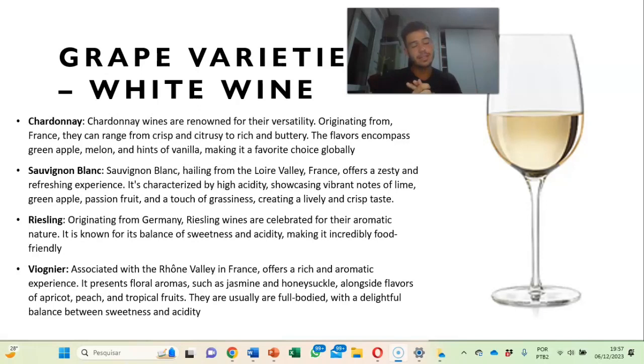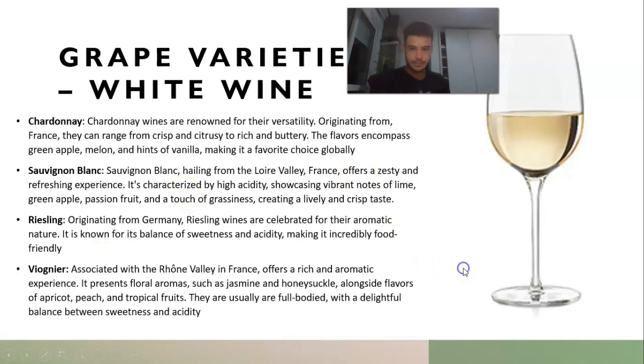Sauvignon Blanc, it's the Casillero del Diablo. We just talked about it actually. It's a Sauvignon Blanc. And it's great, as I already gave you guys a little bit of the experience. Riesling, its origin is Germany, and I wanted to put here a wine grape that comes from a different area besides the ones that we talked about. It's known for its sweetness and acidity, making it incredibly food friendly. So guys that have a girlfriend, this is a very good choice if you want to impress and put on a good dinner. And Viognier is associated with the Rhone Valley in France that we talked about, and it offers a rich and aromatic experience.